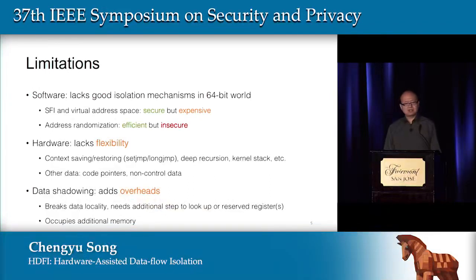For hardware-based shadow stacks, the problem is flexibility. So existing or proposed hardware-based shadow stacks have problems supporting features like setjmp, longjmp, deep recursion, and sometimes kernel stacks. And because they are specialized to protect only the return address, it's very hard to reutilize them to protect other types of data, such as other code pointers or non-control data.